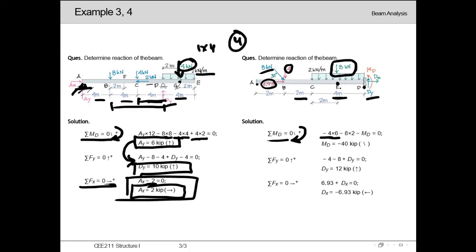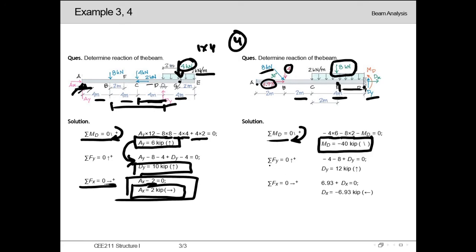So 8 kilonewton is giving rotation in anti-clockwise direction, so it will be minus 8 times 2. And lastly, MD is giving rotation in anti-clockwise direction, so it will be negative MD. From here we will get the value of MD.